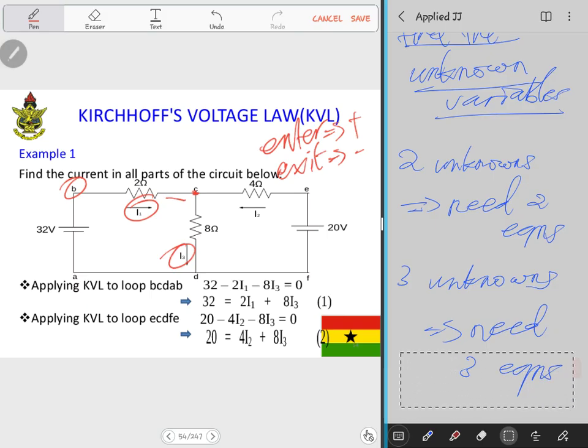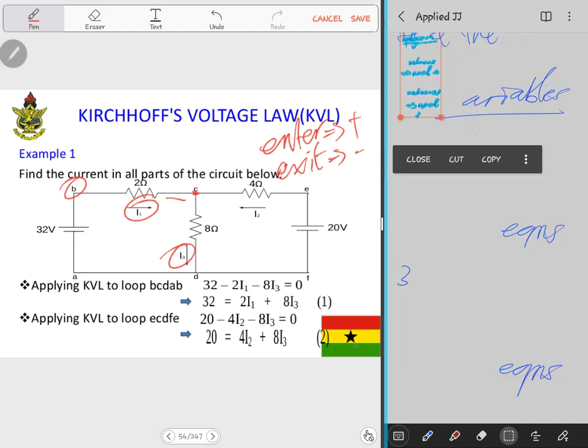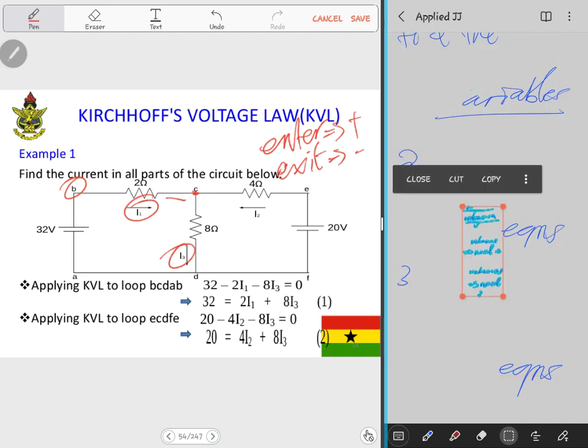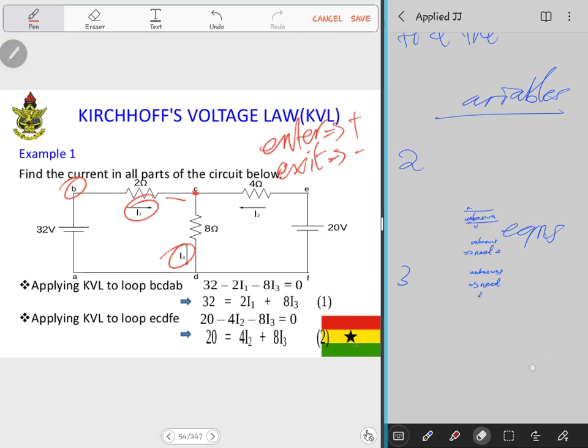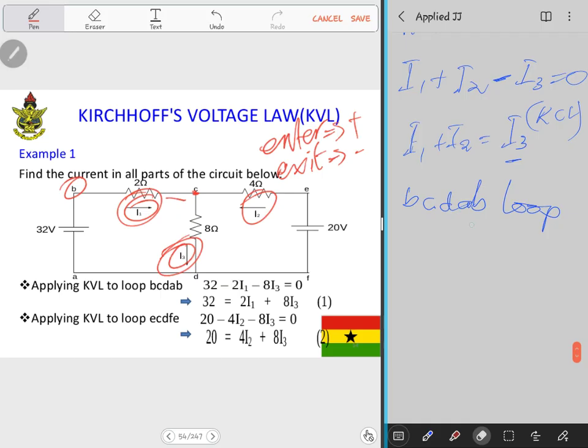Let me see. So right now we have one equation available, right? What we are trying to do right now is to get, because we have to find all the currents, right? And the currents are I1, I2, and I3. So meaning we need three equations. Right now we have only one equation, so we have to get two more equations in order to find what we are looking for. So now we've chosen one loop, we have one equation, which is this one. So this is equation 1. So we are trying to generate equation 2.